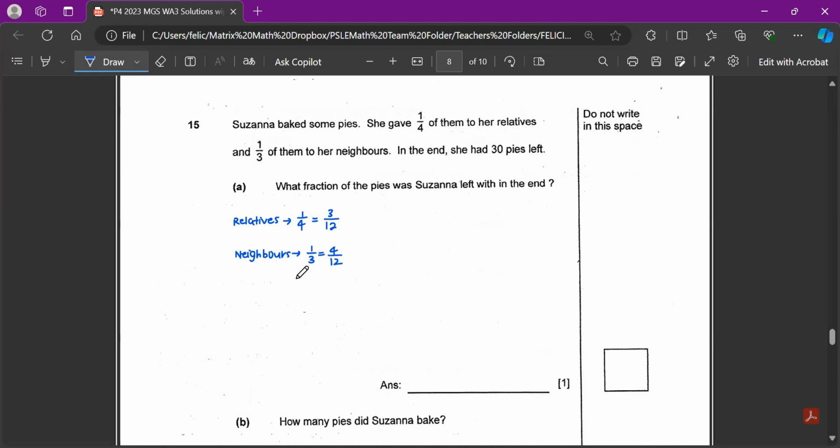If you want to draw, that means you will be drawing 12 units out. That's fine also, but not necessary. We are interested in the fraction left in the end. So left, very straightforward. Remember your starting amount that she baked is actually 1. Then you just need to minus what she gave to her relatives and also minus what she gave to her neighbors. So this will be 5/12. So that's your first answer. They just asked for a fraction, so just leave it like that.